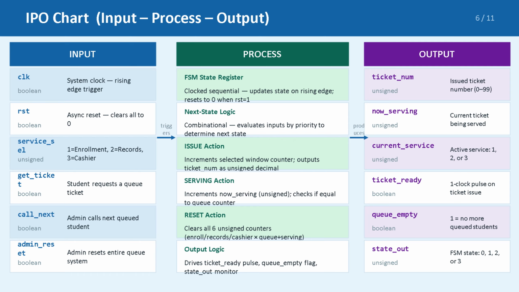Third through fifth, the 3 action processes. Issue increments the appropriate queue counter and outputs the ticket number. Serving advances the now serving counter and checks for queue exhaustion, and reset clears all 6 counters. Finally, the output logic drives the ticket ready pulse, queue empty flag, and state out monitor port. The 6 resulting outputs are ticket number, now serving, current service, ticket ready, queue empty, and state out.